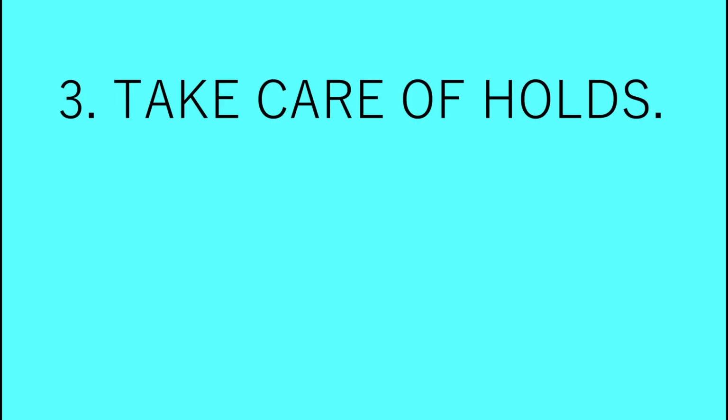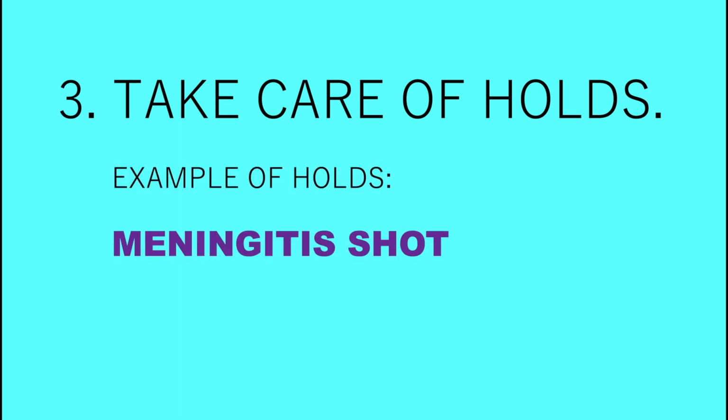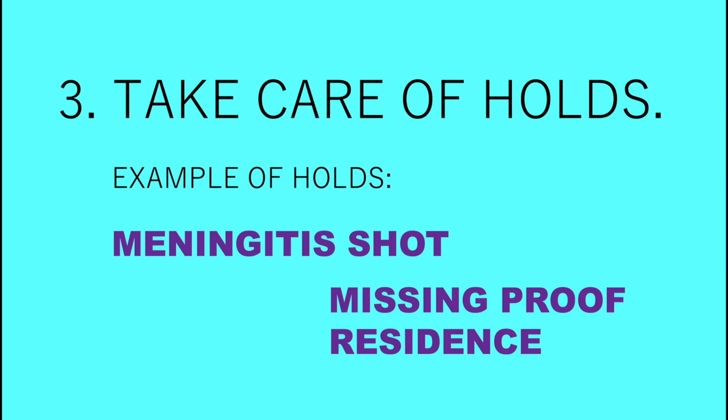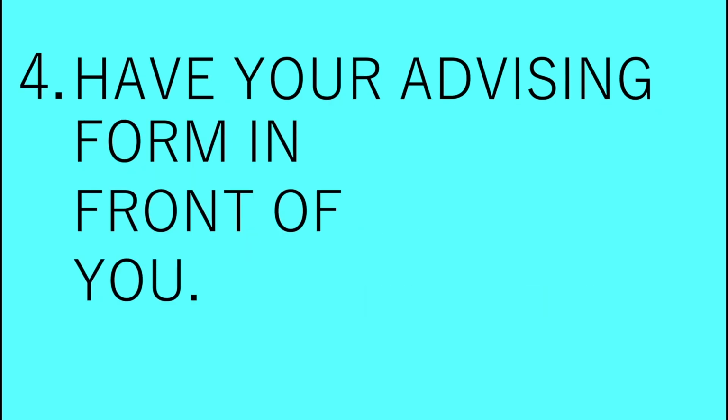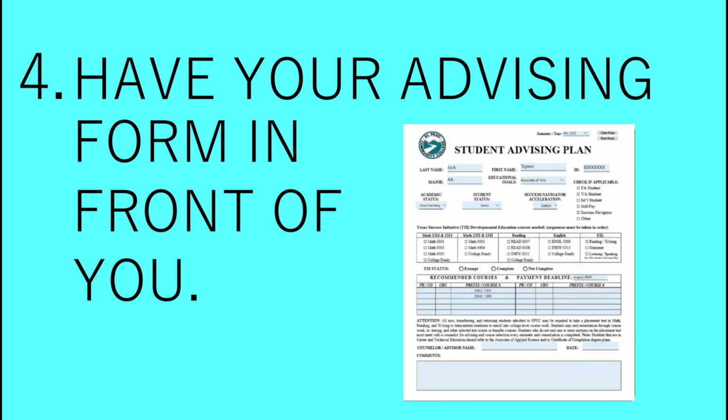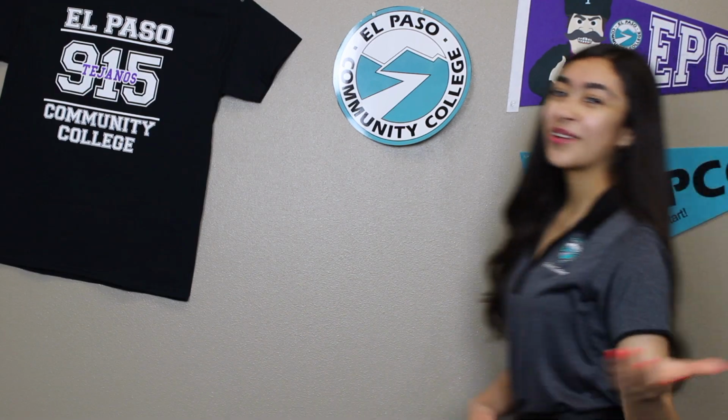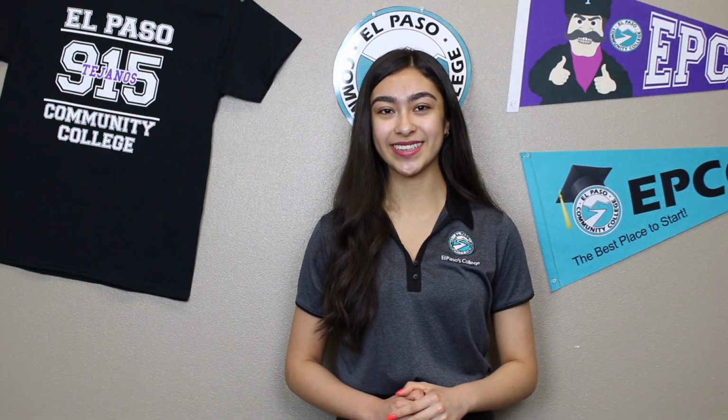Then, take care of any restrictions, also known as holds. These could either be not having your meningitis shot, missing proof of residence, or even talking to a counselor. And lastly, it's helpful to have your advising form in front of you, which should have been provided to you by your counselor. Now that we have completed those steps, let's go ahead and get started on the registering process.